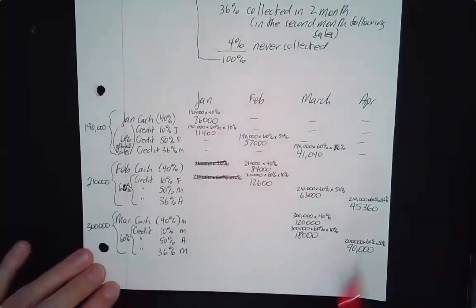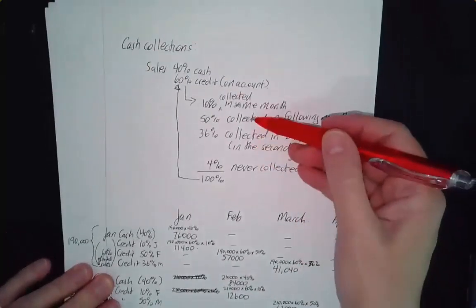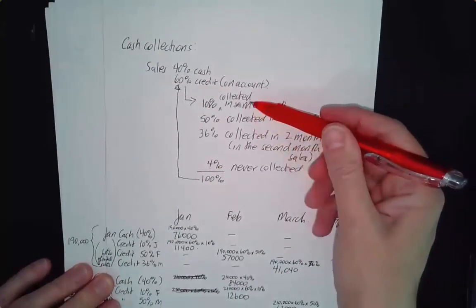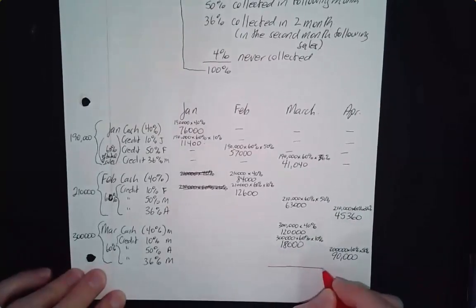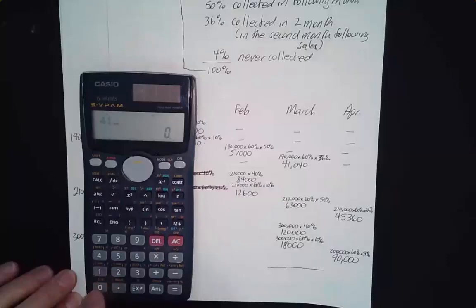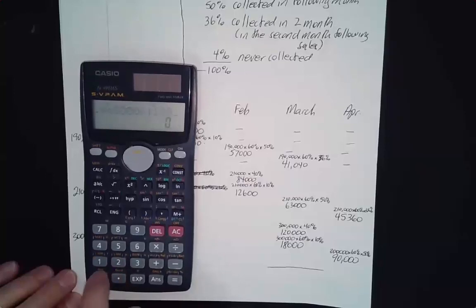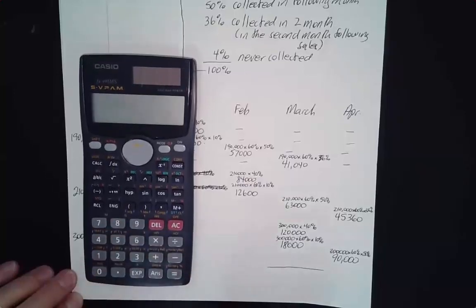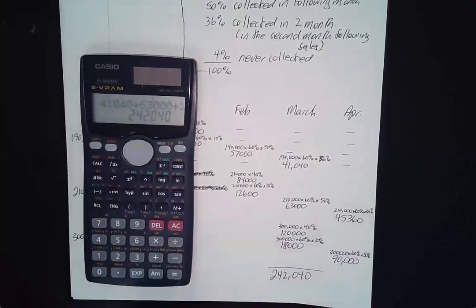Which I don't. So the only one I can actually add up is March, because you can see, how do I know there's 3 months? 1, 2, 3: in the same month, in the following month, in the month after that. So I know there's got to be 3. Right. So I can add this up, and this will tell me what are my March cash collections. My total March collections are $242,040. That's what the total cash collections are.